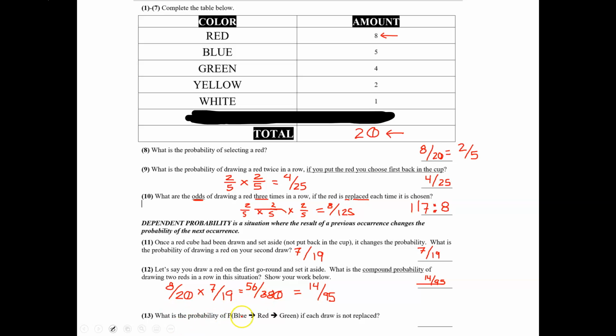All right, let's do this last example. We want to get blue, red, green in exactly that order. So when we start out with blue, we know there are 20 in the cup. How many of those are blue? That will be 5.